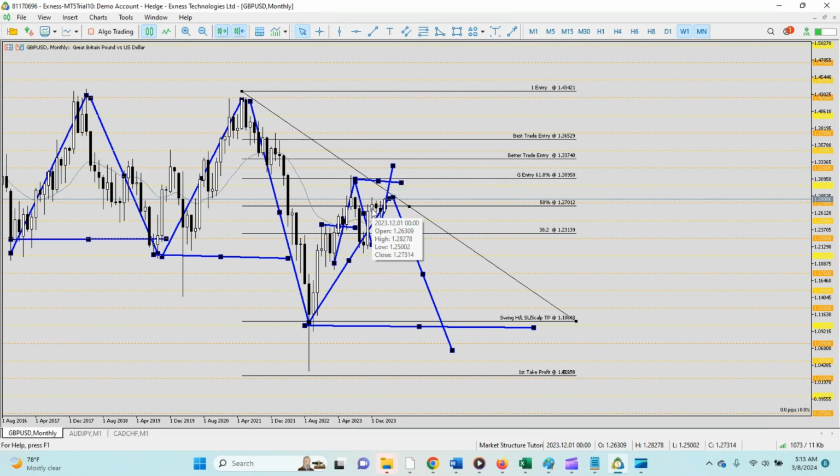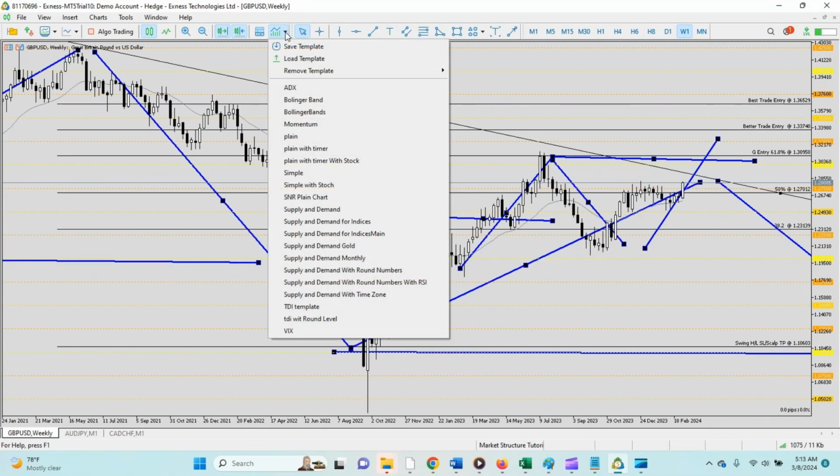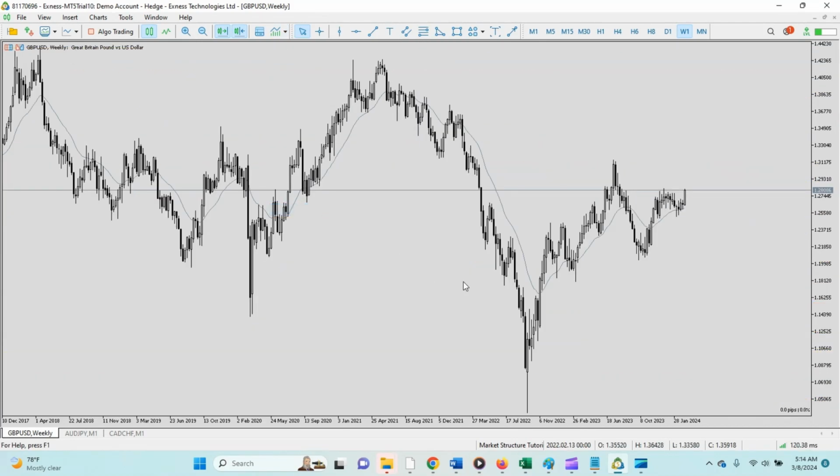So I didn't enter on time, so I'm not going to enter a trade on this. I will have to wait for price to move up. So let's see the weekly chart. This is the weekly chart. Let's see what we can achieve with the weekly chart.